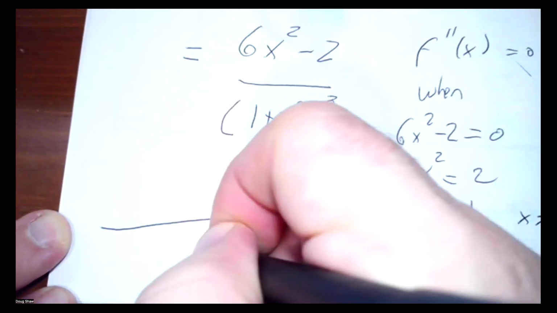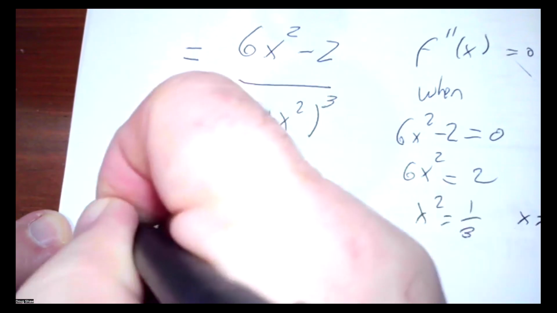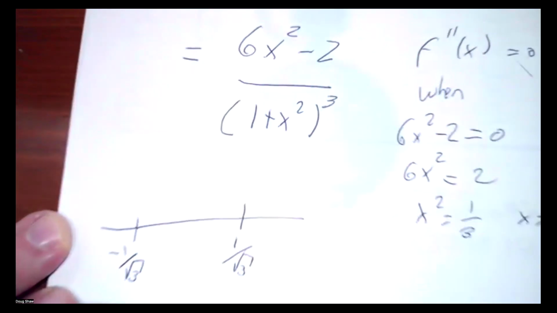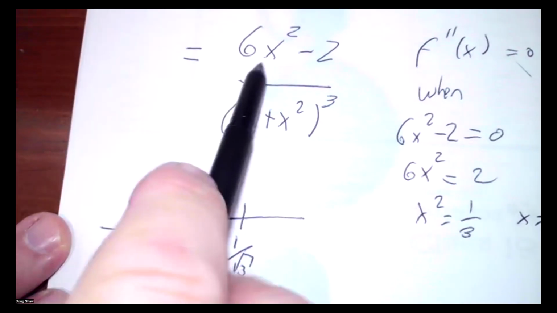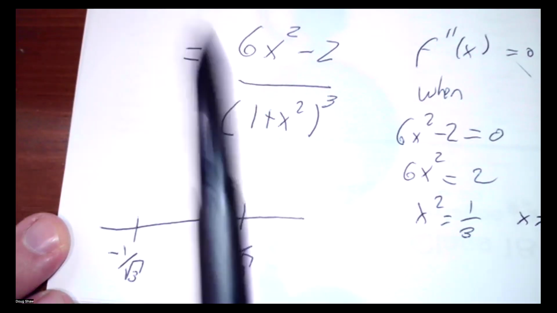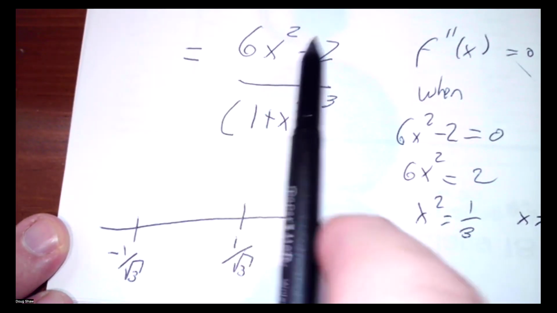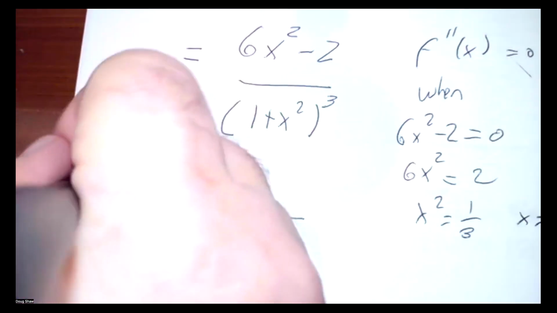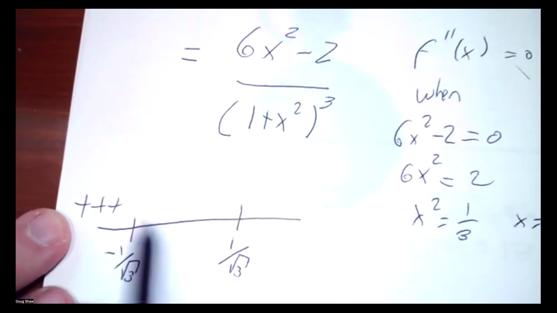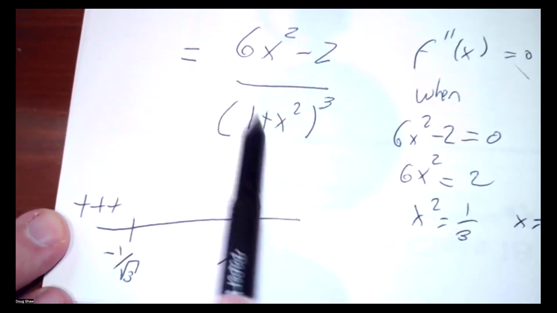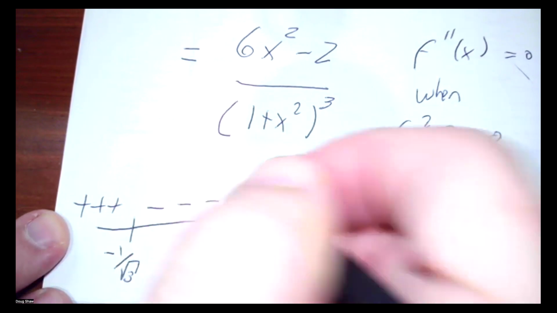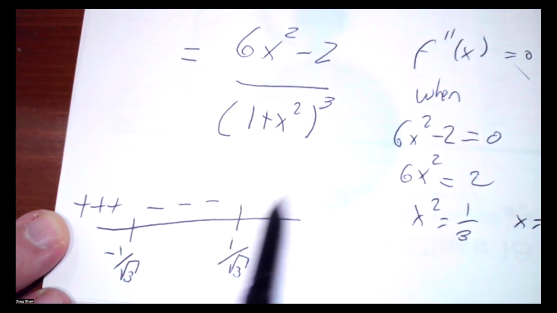And now we make our handy dandy number line. This is 1 over square root of 3. This is negative 1 over square root of 3. And we need to figure out what's happening with the second derivative for concavity. When x is large and negative, I get a positive number on top and a positive number on bottom. When x is 0, that's in between these, this is going to be negative 2 over 1, which is negative.